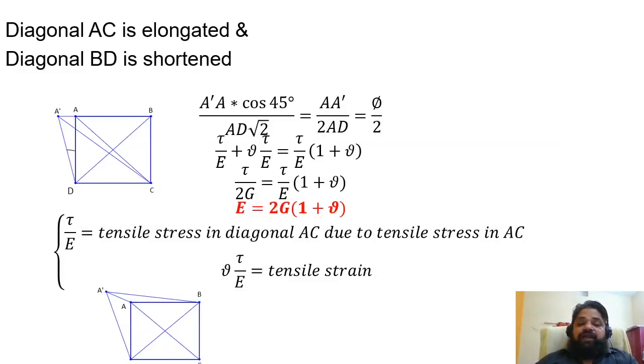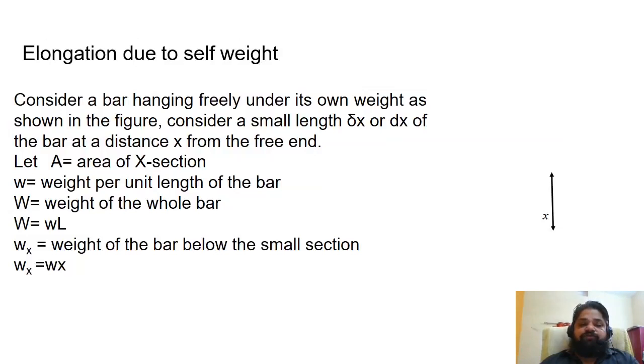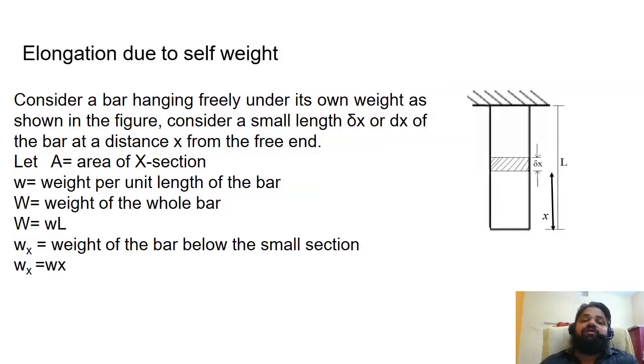Now, after this relation, the next part of our discussion is elongation due to self weight, which we have not discussed yet. We have discussed the loading conditions, that if I apply some external load, then the body is going to elongate and develop some stress inside. But what about the elongation if the body is under the loading condition due to its own weight? How do we find out its elongation due to its own weight?